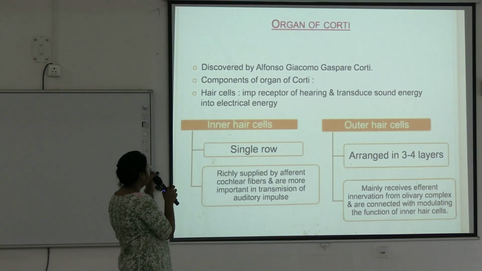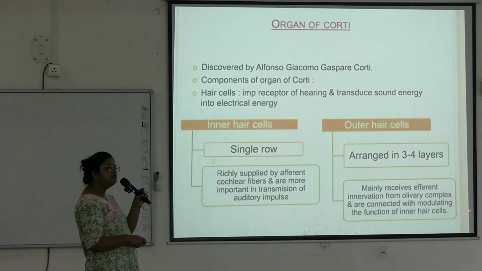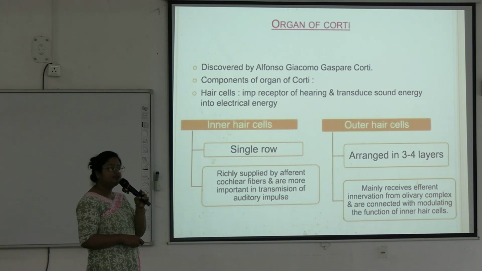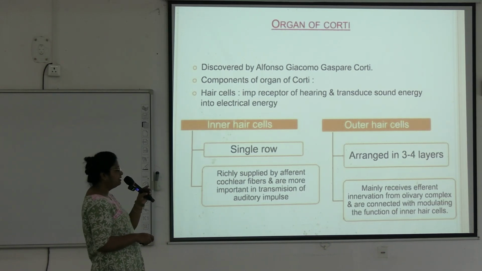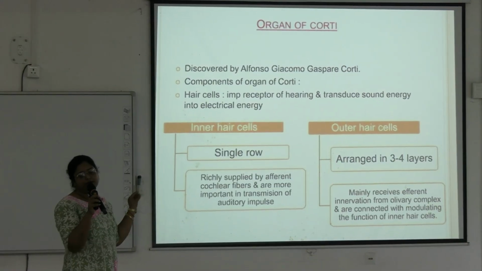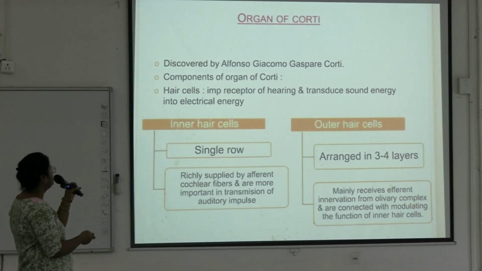And the outer hair cells mainly receive efferent innervation from the olivary complex and are concerned with modulating the function of the inner hair cells. The organ of Corti can come as a short note from the inner ear. Okay. The organ of Corti is important for you.